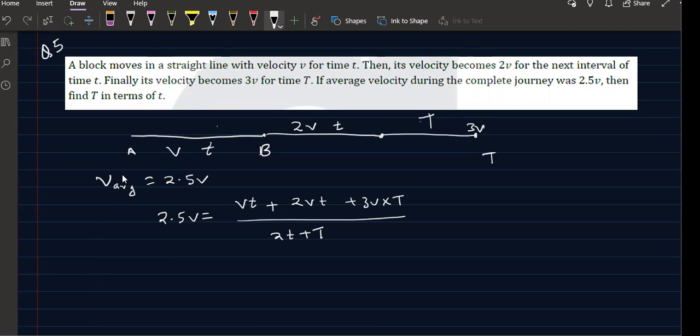Now you got it. Can you find the relationship? Got it, everyone? Yes or no? So let's calculate. V and V will get cancelled.